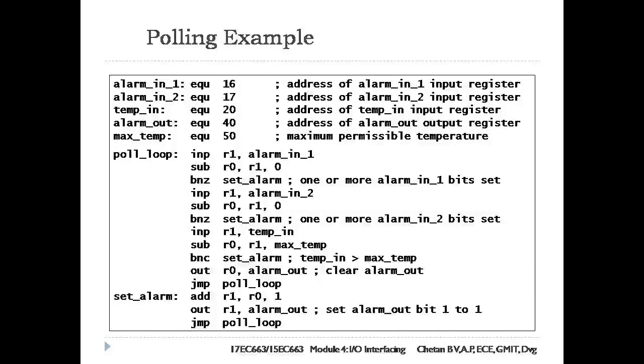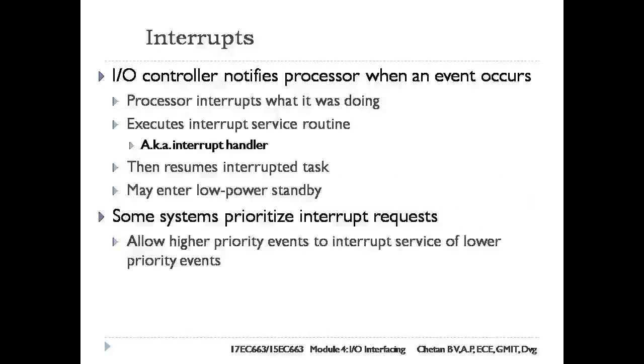Interrupts are a mechanism for a controller to notify a processor of an event. The processor executes an interrupt handler to respond to the event and then resumes its interrupted task. The processor includes instructions for managing interrupts. The IO controller notifies the processor when an event occurs. The processor interrupts what it was doing, executes the interrupt service routine, that is the interrupt handler, then resumes the interrupted task.